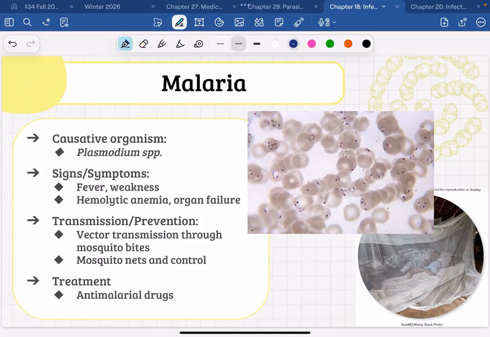All right, and then our last one in this chapter, we are going to continue on to chapter 20. I'm sorry. I want to get through as much of it as possible. Our last one in this chapter is malaria.